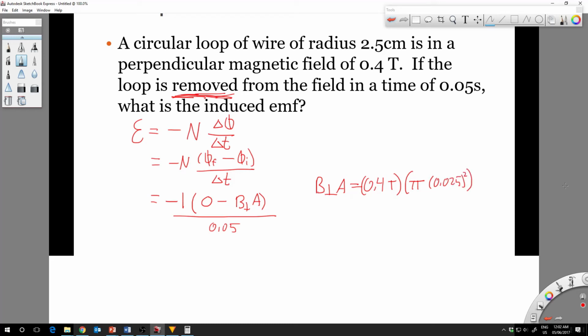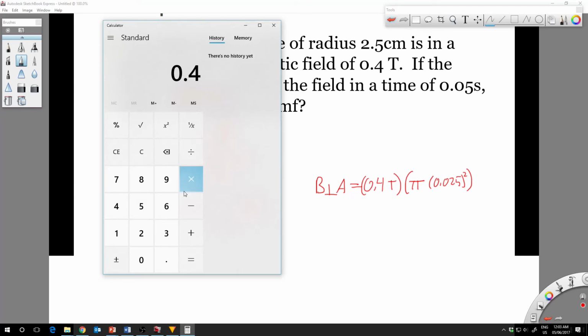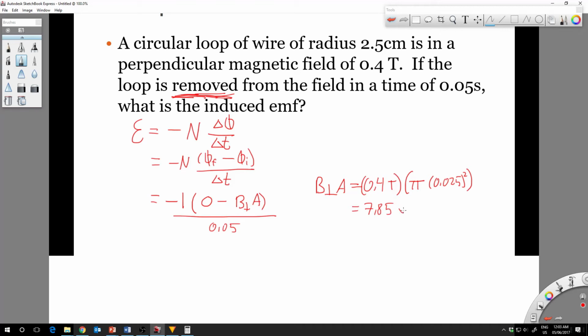Okay, and the calculator, let's bring it up. So 0.4 times, I should switch to scientific so I can get my pi. So 0.4 times pi times 0.025 squared, close my bracket, equals, oh, that's terrible. We'll just round to two significant figures. So 7.85 times 10 to the negative 4. So that's our flux.